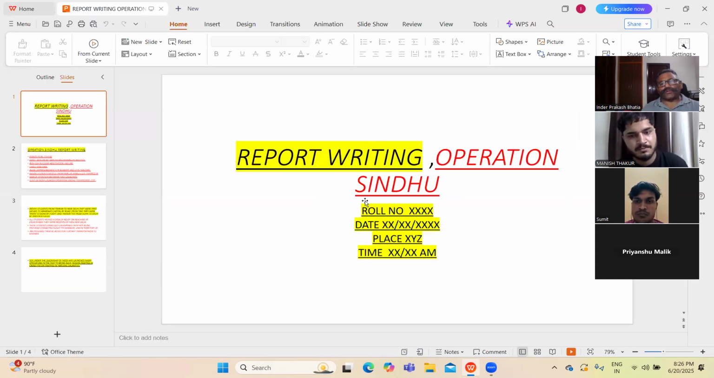Report writing, Operation Sindhu. This is how you have to write your roll number, then date like this, for example 15 August, 15 for XX, 08 for August, and then 2025, the 4 digits of the year. Place XYZ. Time AM, for example 9:45 AM. If it is an evening paper then it will be PM, for example 2:45 PM. This is the first proforma which you have to write like this.